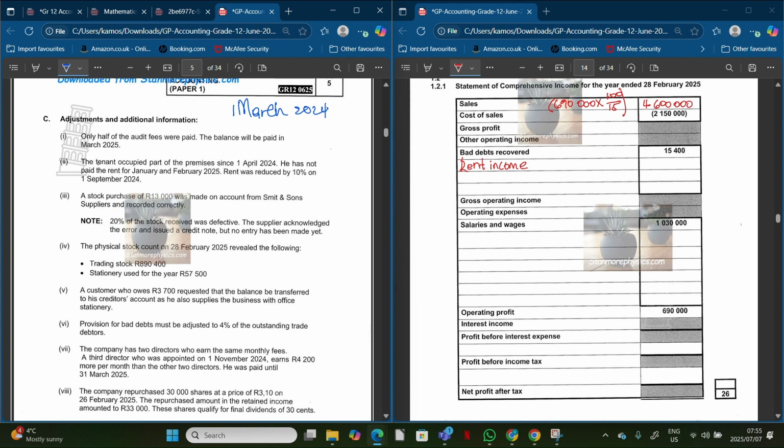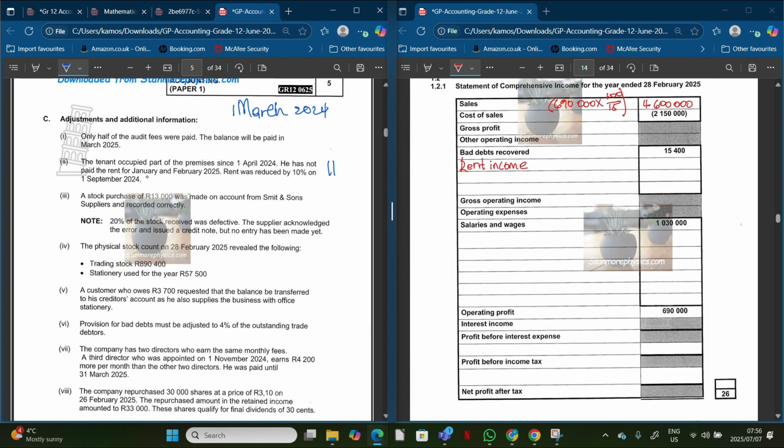Now, look at this. We have the rent income value, but you know that it started on the 1st of April 2024. So the months that we have for this rent are 11 in total, because it goes from the 1st of April 2024 up until the 28th of February 2025. The March rent is not included because this person started staying on the 1st of April, so they started paying rent for April, then continuing. So we have 11 months for rent.